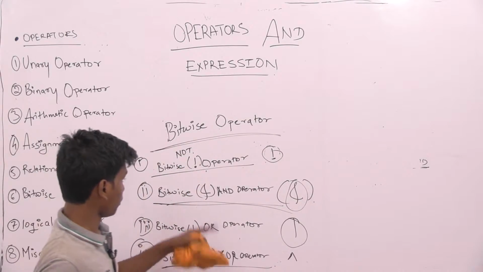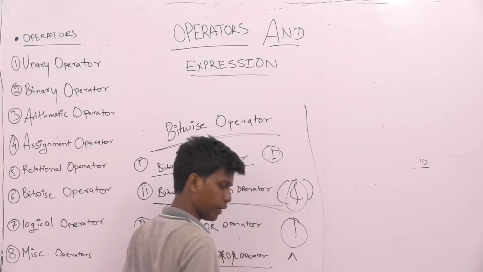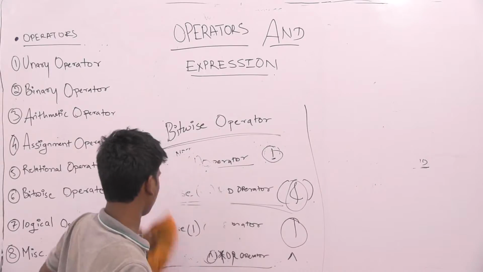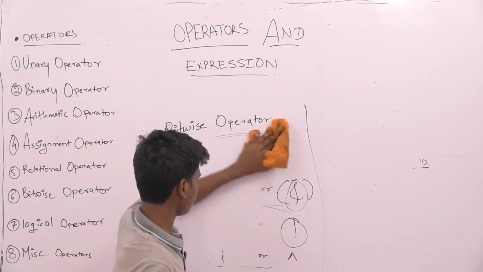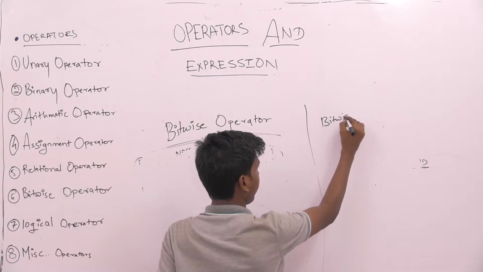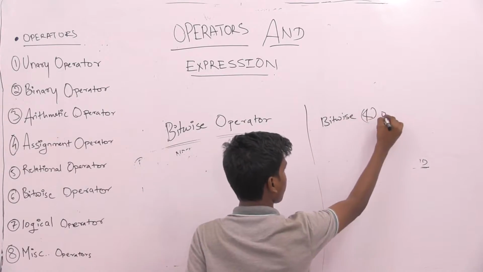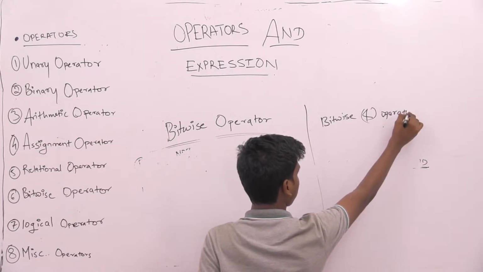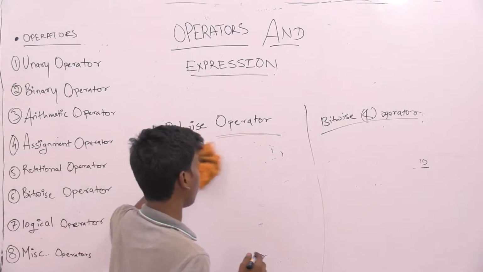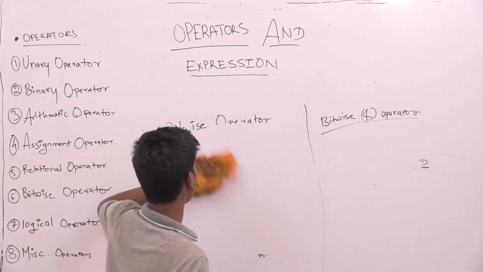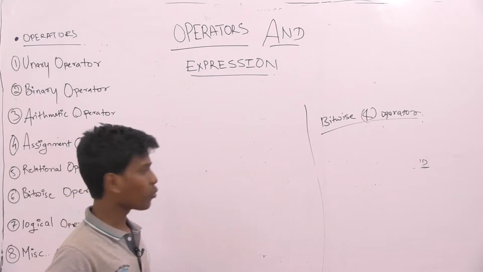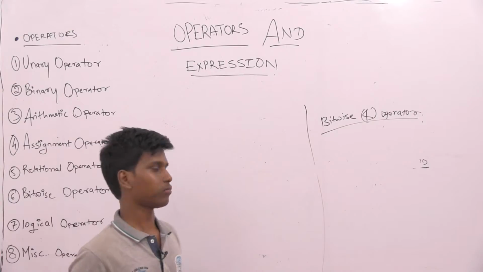So let's study the bitwise and operator and make a table of it. So I will write it here. Bitwise and operator. So let's make a table of the bitwise and operator.